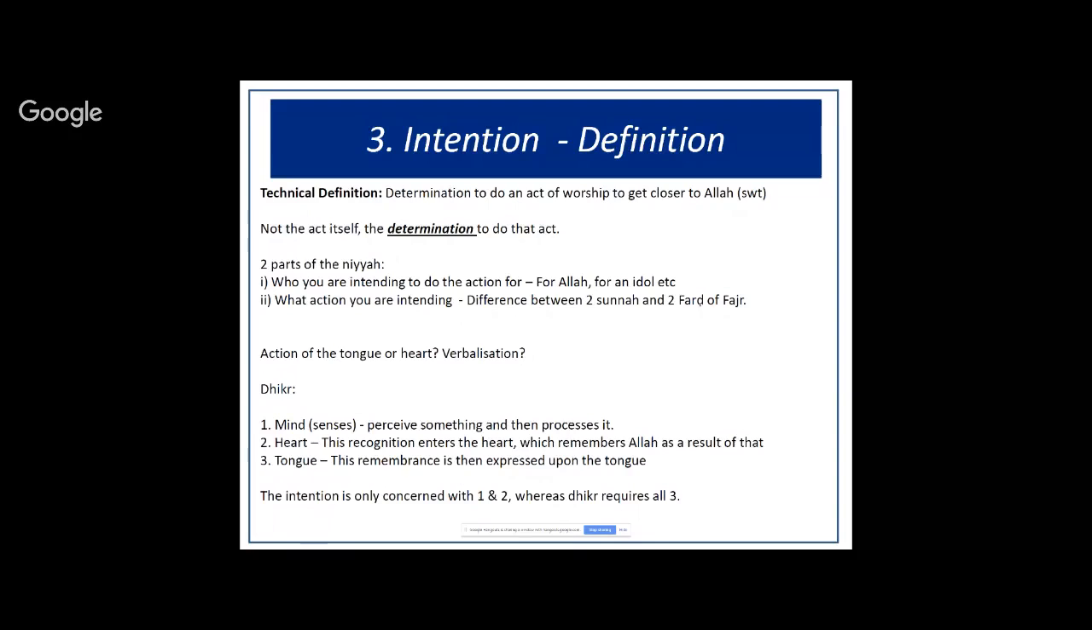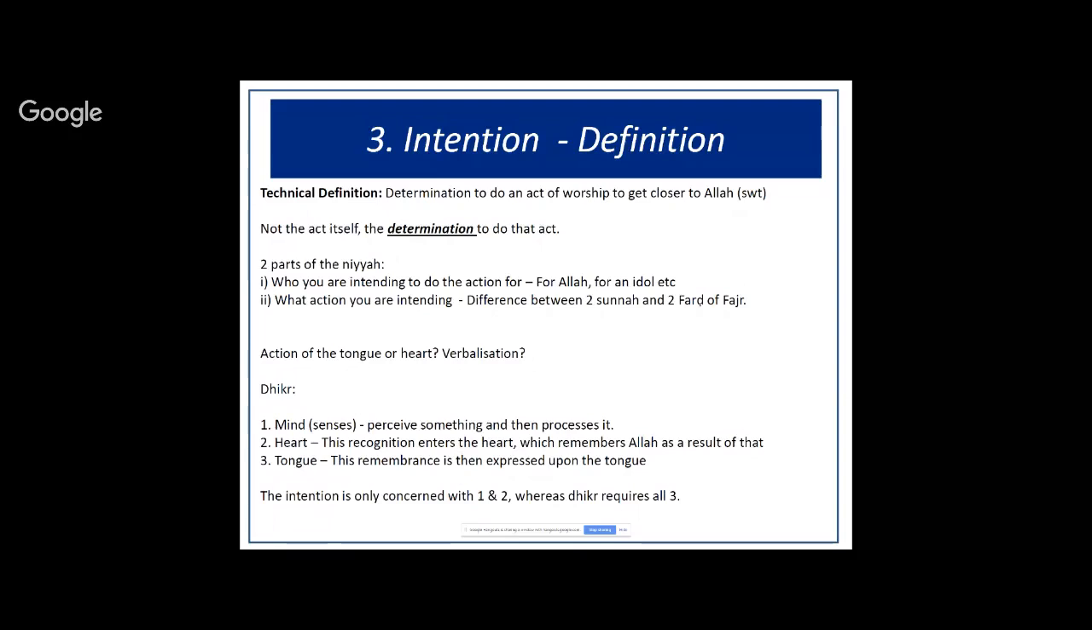So a dhikr is a very simple three-step process Shaykh Abu Isa explained to us. The mind and the senses perceive something and process it. That recognition enters the heart, and the heart remembers Allah subhanahu wa ta'ala. And as a result of that remembrance of Allah, it is then expressed and becomes audible upon the tongue. So you see a beautiful landscape, you remember Allah subhanahu wa ta'ala, His power, His glory, and you say subhanallah. That whole process is the concept of dhikr.